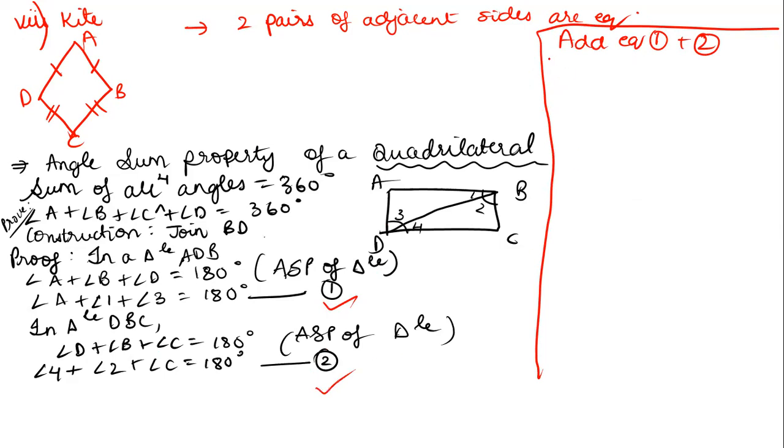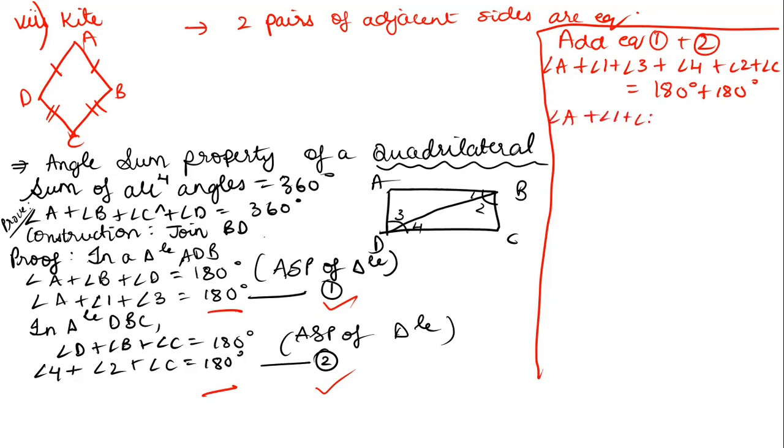Let's add the LHS first. What is the LHS? Angle A plus angle 1 plus angle 3 from equation 1, plus angle 4 plus angle 2 plus angle C from equation 2. This is equal to the RHS, which will be what? 180 degrees plus 180 degrees, right? Both equations have RHS as 180. So this is equal to 180 plus 180. Now let's arrange the LHS in order. Angle A plus angle 1 plus angle 2 plus angle 3 plus angle 4 plus angle C is equal to 180 degrees plus 180 degrees.